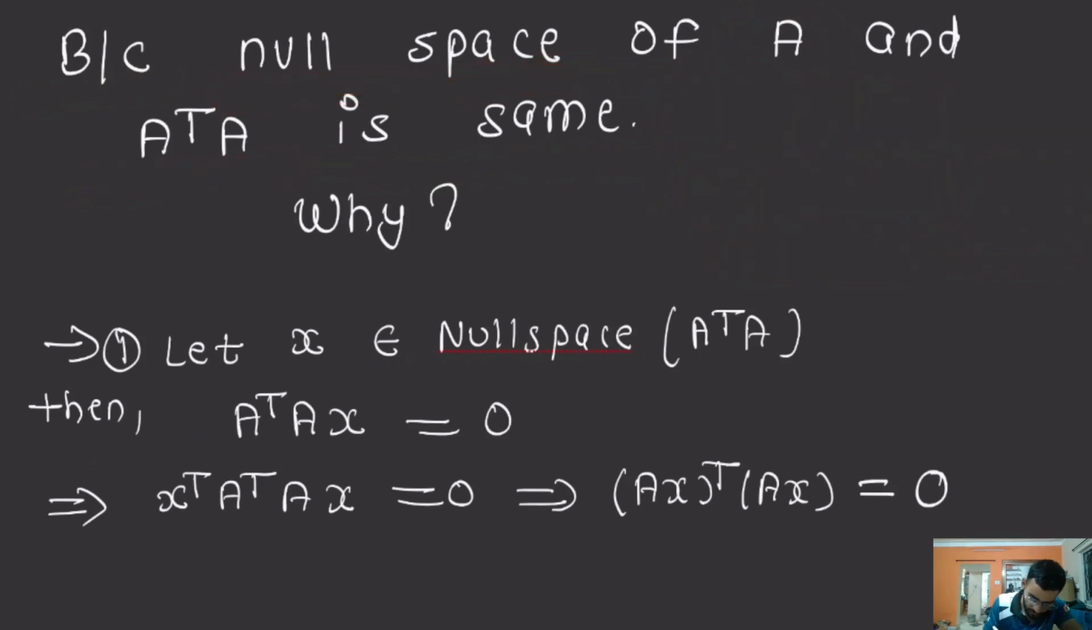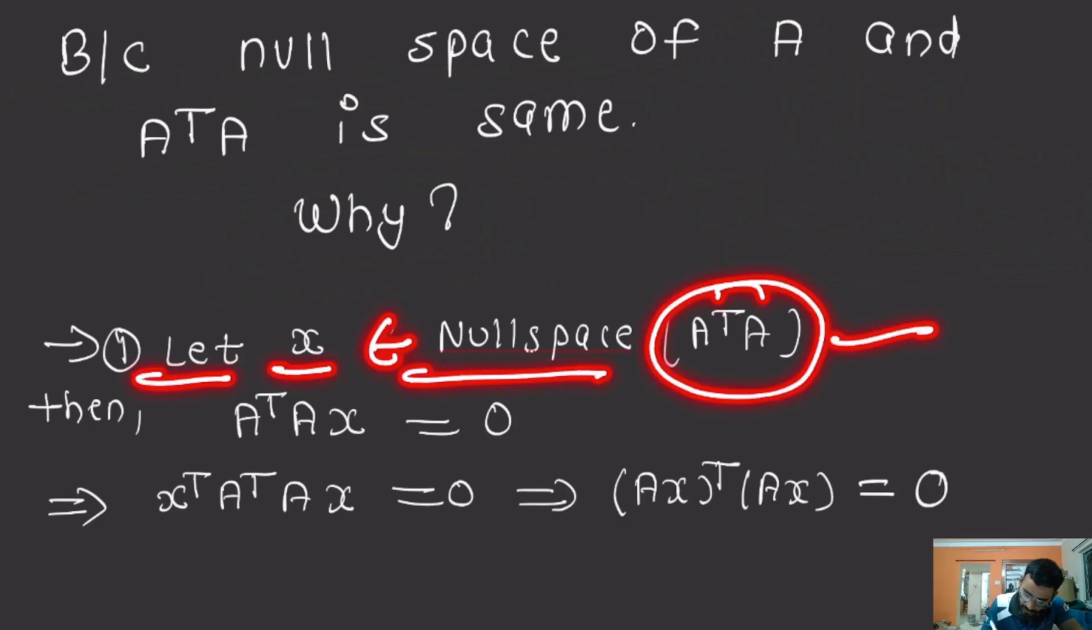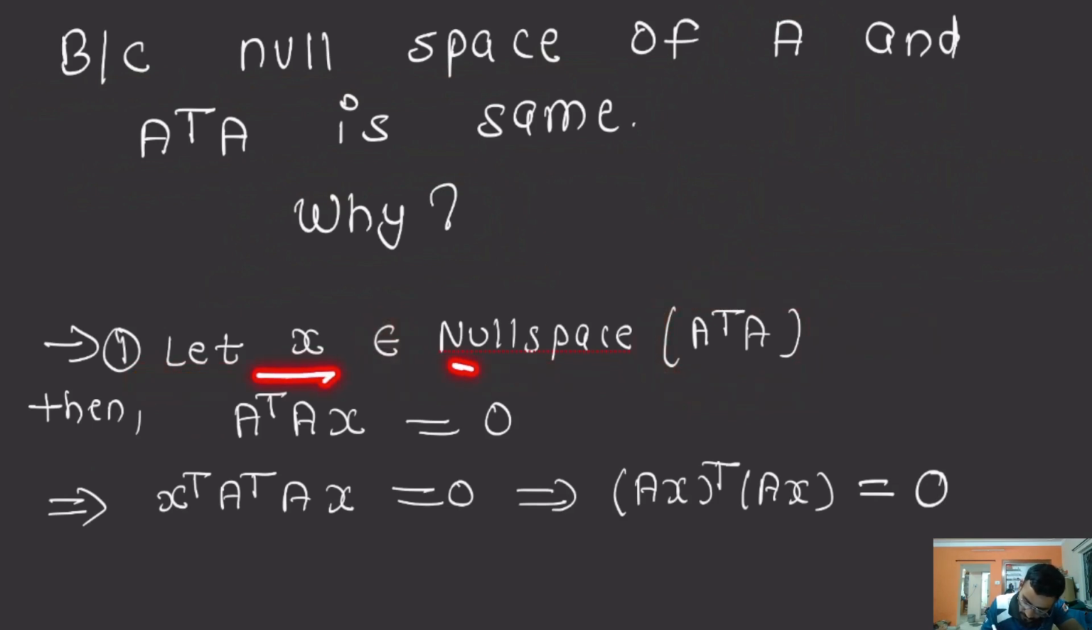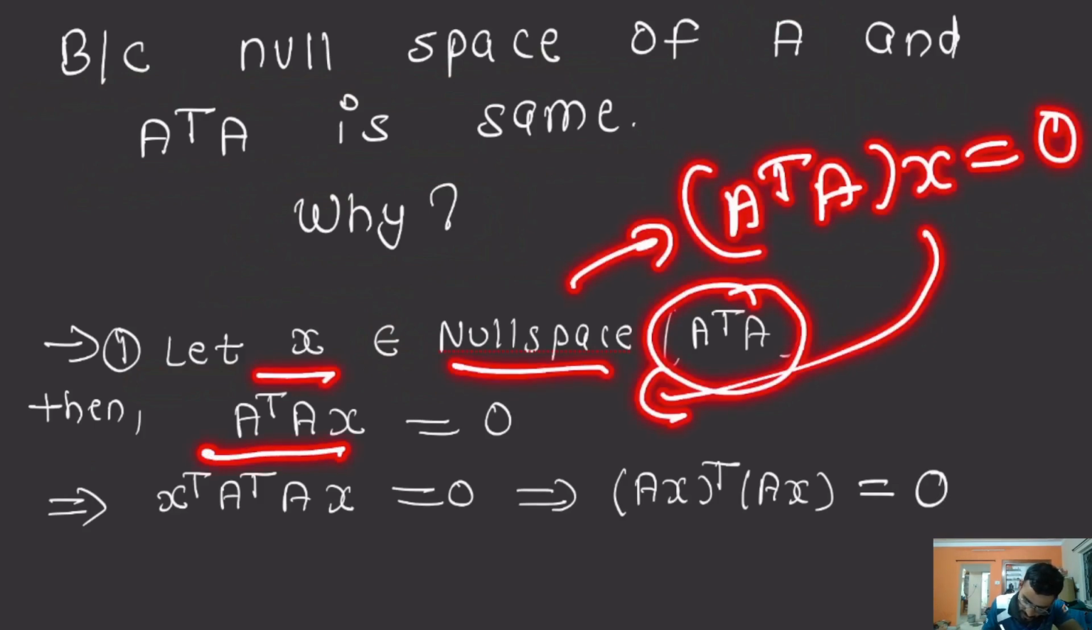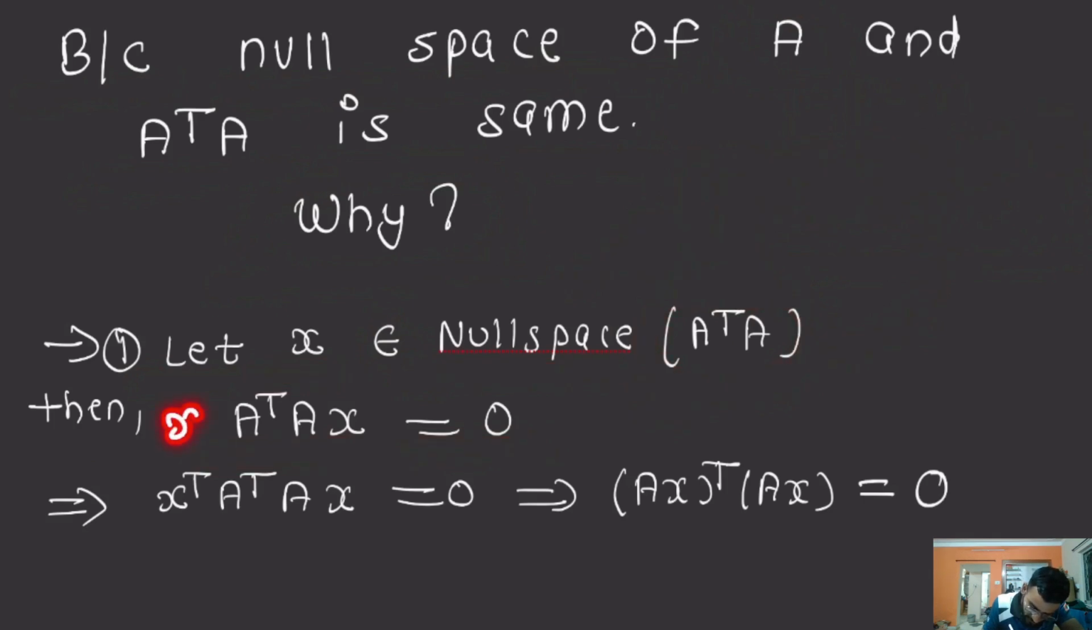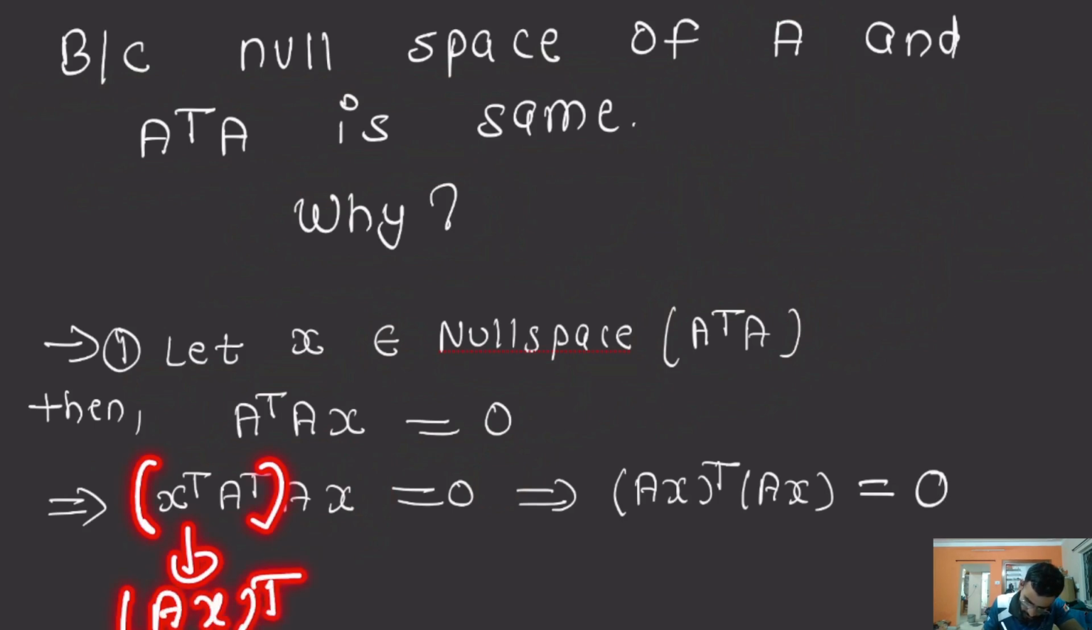How can we say that? Let's say x belongs to the null space of A transpose A. This means A transpose A into x is equal to 0. We multiply both sides with x transpose, and then the right side is nothing but 0, and the left side becomes x transpose A transpose A into x. But this term can be written as (Ax) transpose into Ax, which is equal to 0.